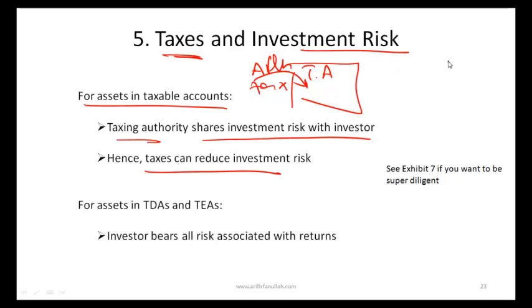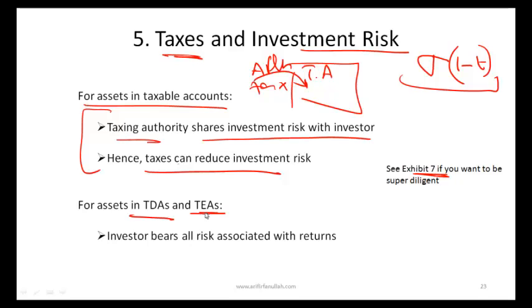If your overall risk on investment is denoted by sigma, the variation, then it can be shown that given taxes, the risk is reduced to sigma times (1 minus the tax rate). On a taxable investment, the standard deviation becomes sigma times (1 minus t). We don't need to know the derivation. If you want to be really diligent about looking at some numbers, you can look at Exhibit 7, but I think as long as you know these points, you are in good shape. The final point on this section is that for tax-deferred accounts and tax-exempt accounts, the investor bears all the risk associated with the returns.